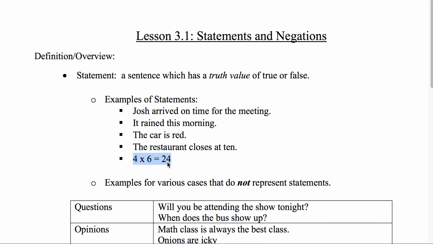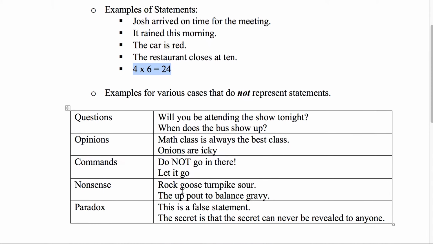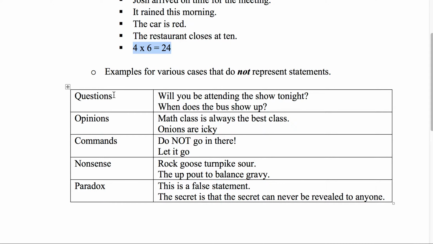In class, we talked about the cases that don't represent statements. And we talked about that it was sometimes easier to note the exceptions, the things that are not statements, and eliminate those. For example, questions. Questions are never statements. So, for example, will you be attending the show tonight? When does the bus show up? If you have a question, it is never a statement.